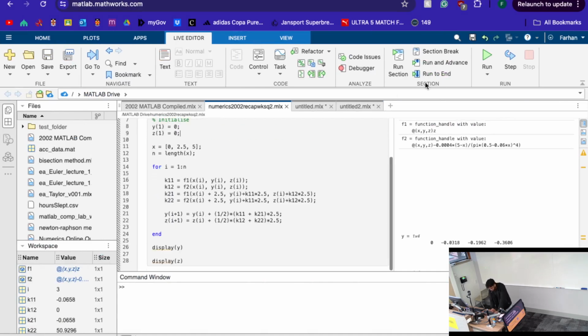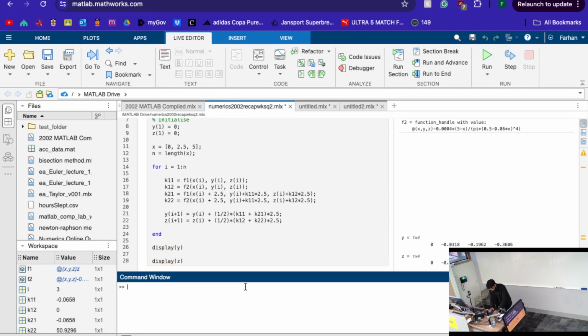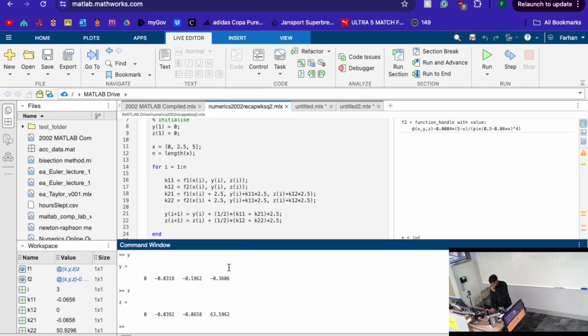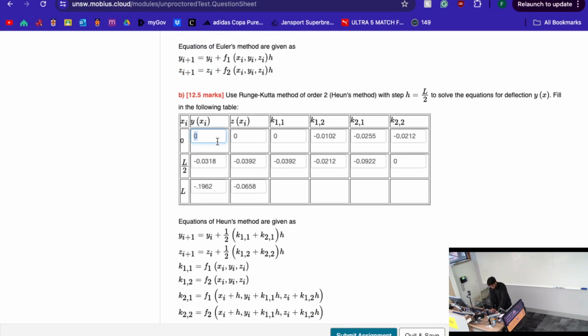I'll quickly run the code. Okay, so we get values for y and z. So y and z, these are our values. So if I go to the Mobius, these are our y values down on this column. These are z values down in this column. True? Now the only problem is to find k.